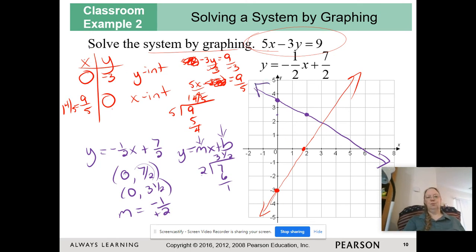Now, remember, our goal was to solve it. So we're looking for that point where they intersect, which looks like it's about 3, 2. That would be the solution to this system.